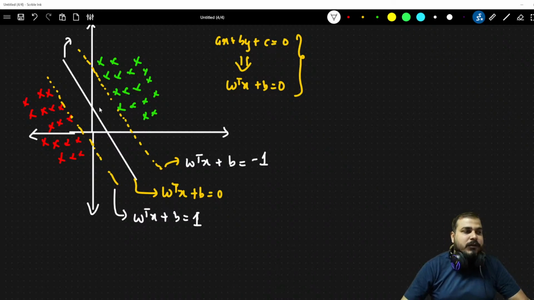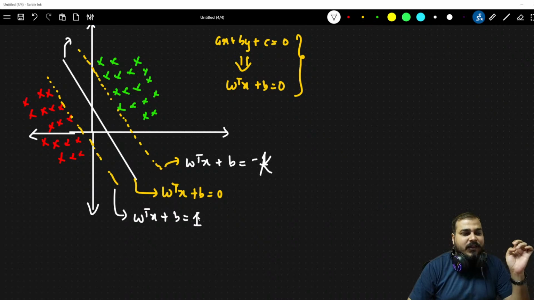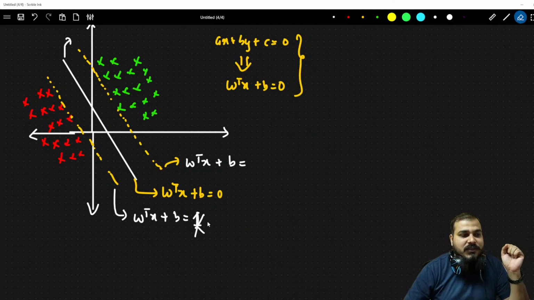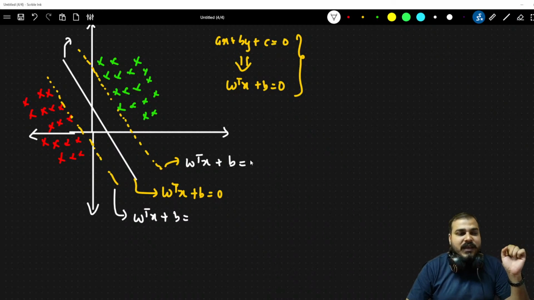-1 above, +1 below, because we have already discussed that from this point, if you are trying to calculate the y value, it is always going to be plus 1. This will be minus 1. Here I should definitely say this as k, but I'm not mentioning k. In many articles and many research papers, you'll see it as minus 1. But I would like to specify minus and plus k. Here, let's go and write minus 1 and plus 1.